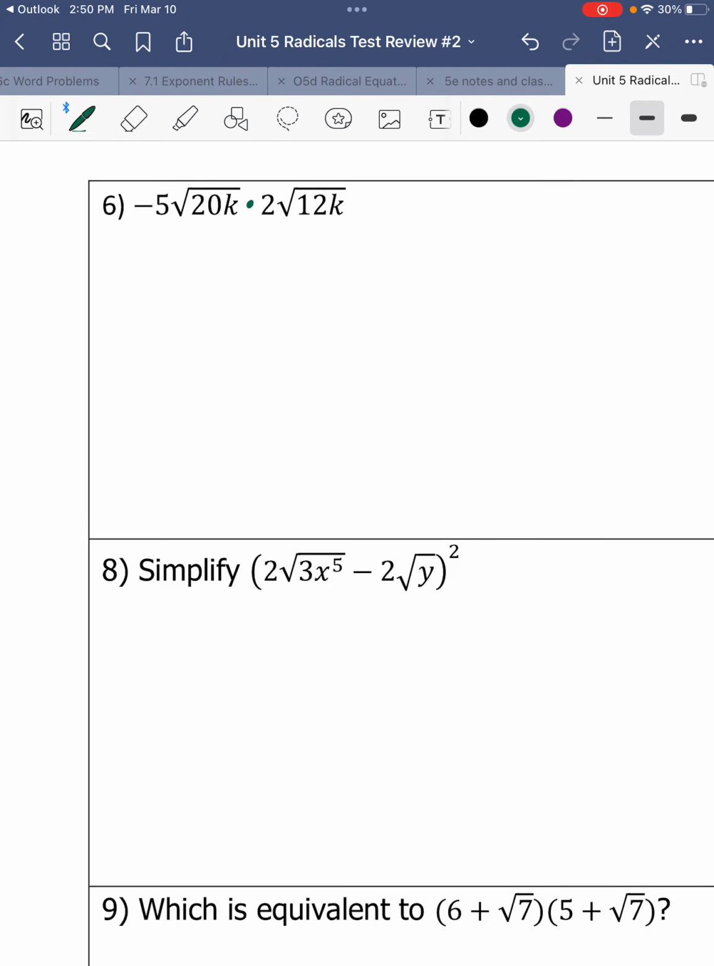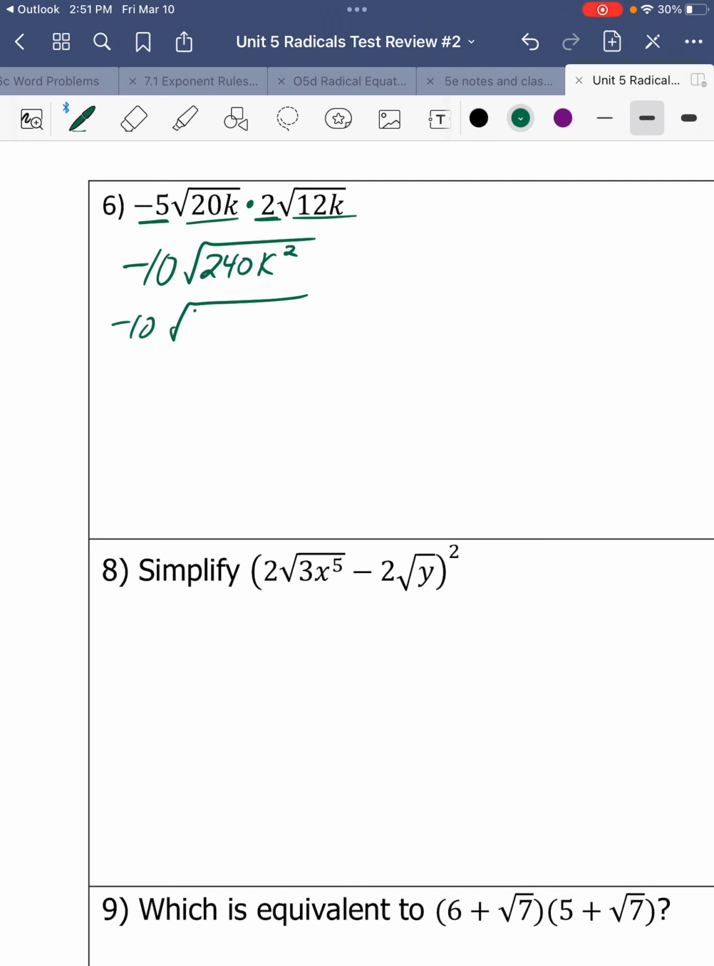All right, number 6. We have multiplication now. With multiplication, we multiply the outside coefficients, and we multiply the insides. So there's no like terms that you have to worry about when you multiply. Multiply what you can together, and then we simplify.